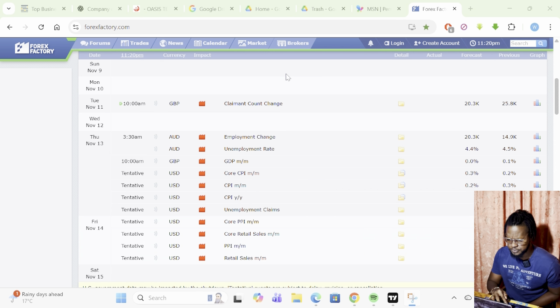So in terms of this week, we don't really have too much news. Actually, Monday through Wednesday, claimant count change is not really big. I mean, it is red folder, but it's not going to change much. We do have Aussie news, so employment change and employment rate. We do have a GDP. This is Thursday, right? And then of course now we have core CPI, and that's big news.